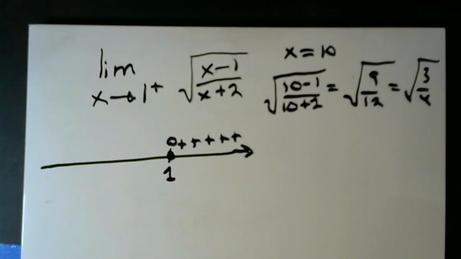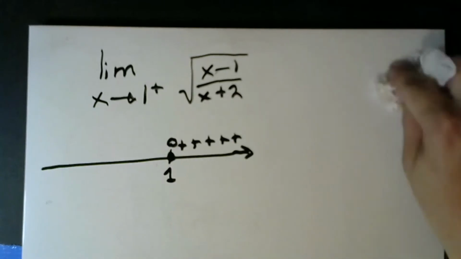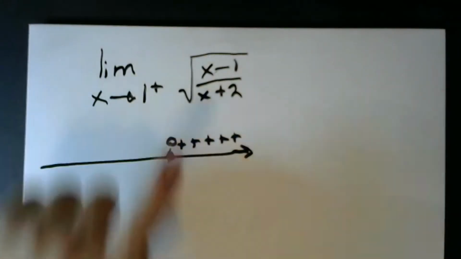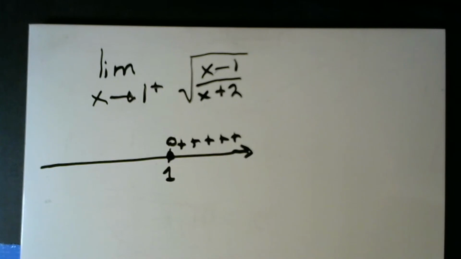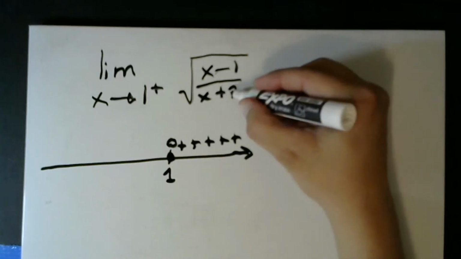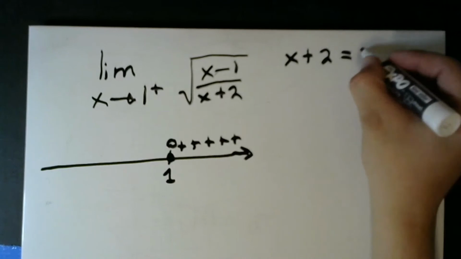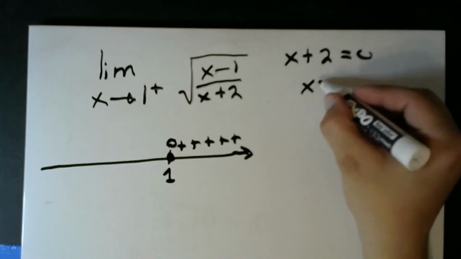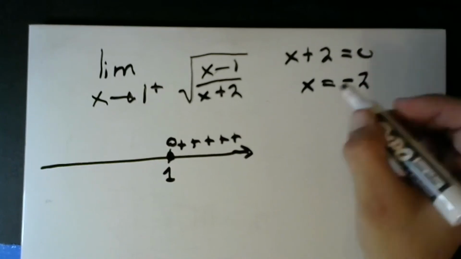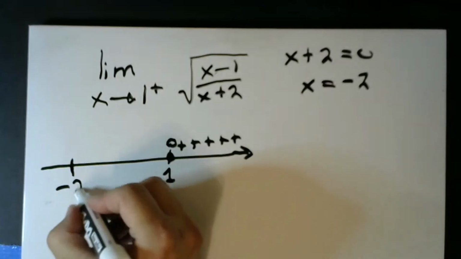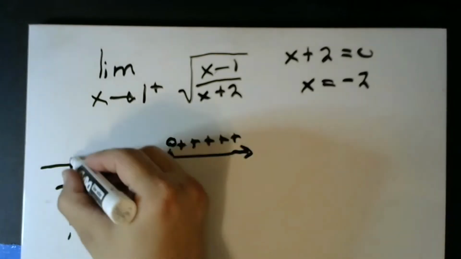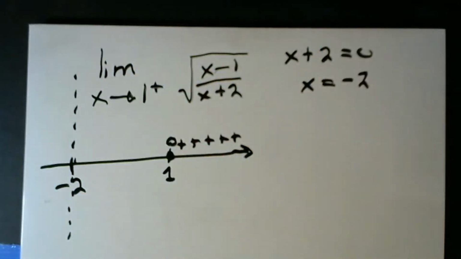Now, let's take a look for points that make this thing undefined. So the denominator is 0 when we get a division by 0. So we can do this, -2. So at -2, it looks like we're getting a vertical asymptote.